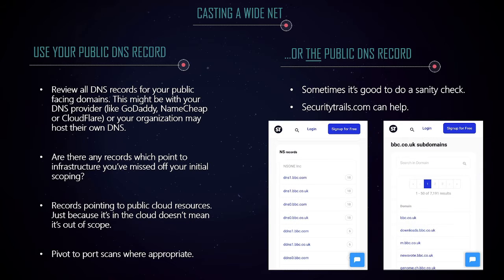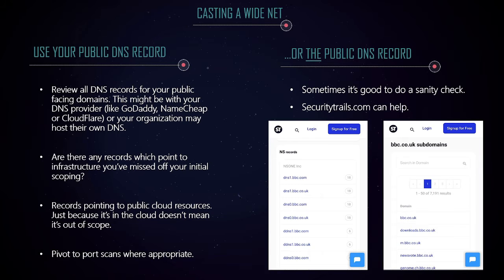You want to start by casting a wide net. What do I mean by casting a wide net? Most modern infrastructure consists of more than just your public IP ranges pointing to your office networks. People use private and public clouds, software-defined WAN, and third-party online services which integrate with your own services in such a way that it's hard to know where one service stops and another starts. Using your DNS records can often help determine whether you've missed anything from your pen testing scope.